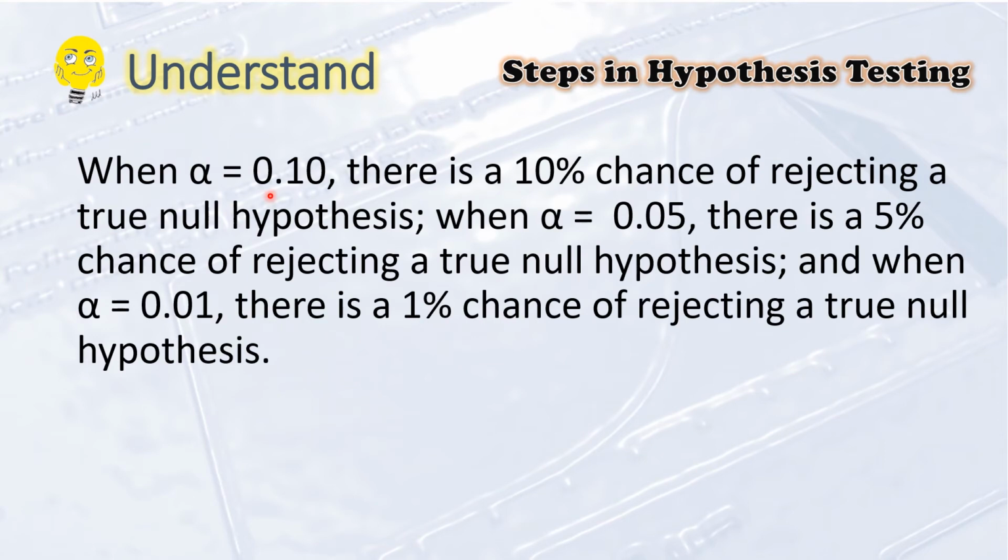When alpha is equal to 0.10, there is a 10% chance of rejecting a true null hypothesis. When alpha is equal to 0.05, there is a 5% chance of rejecting a true null hypothesis. And when alpha is equal to 0.01, there is a 1% chance of rejecting a true null hypothesis.